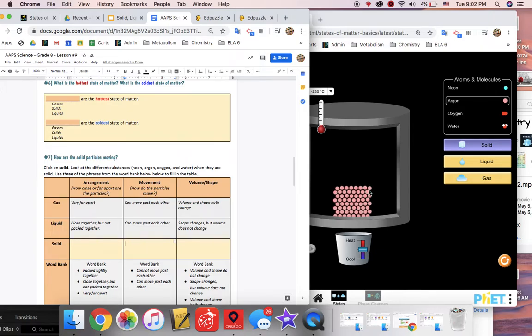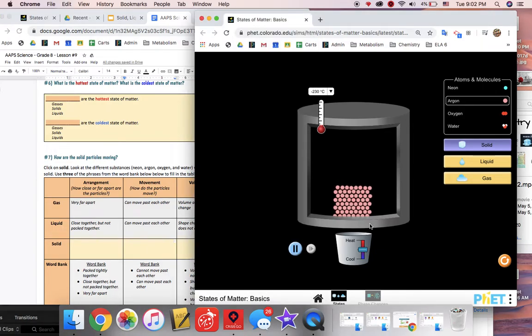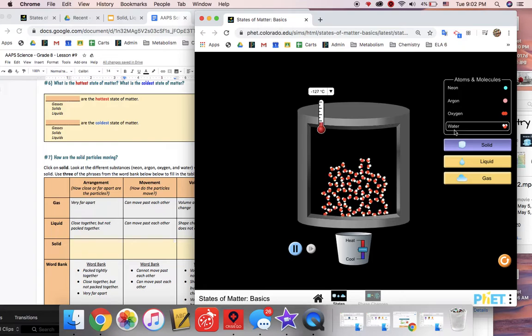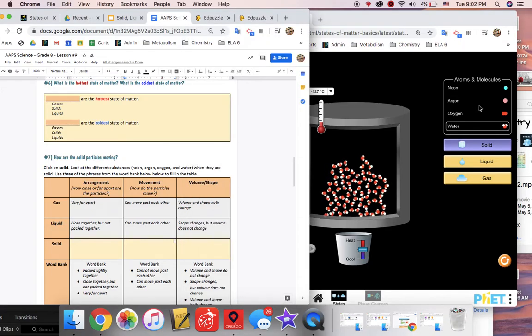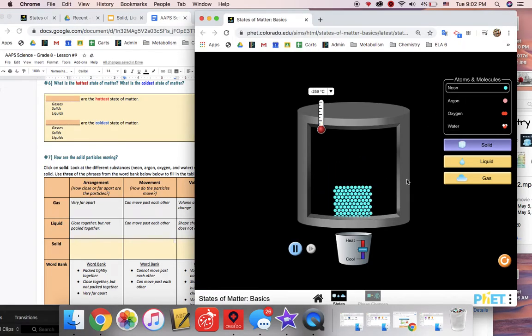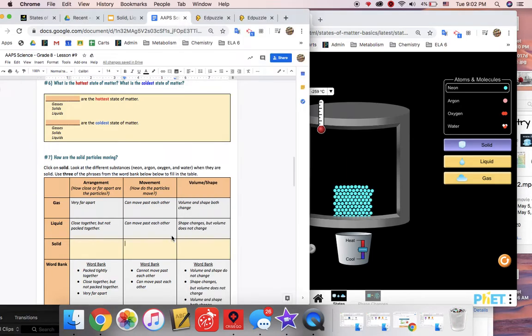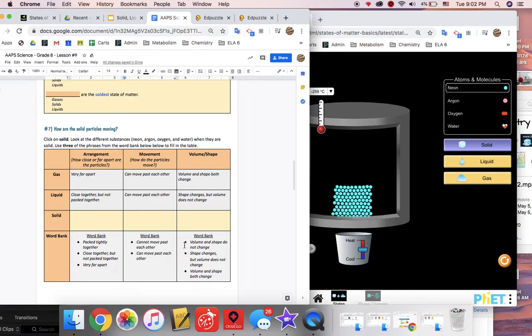Next, volume and shape. Well, the shape doesn't change. Here it's basically a square, basically a square, basically a square. This is a weird shape, but whatever shape it is, it's not really changing. Let's look at the volume. Remember, volume is length times width times height. Again, it's not really changing. It's staying the same. So I would write volume and shape do not change.